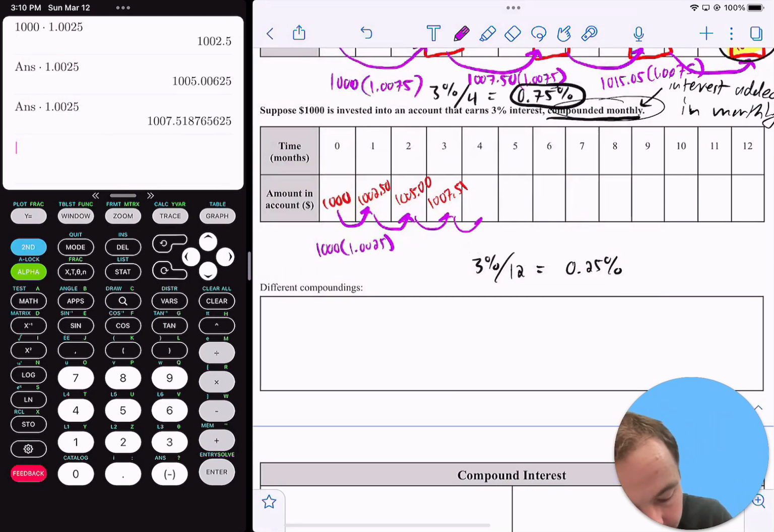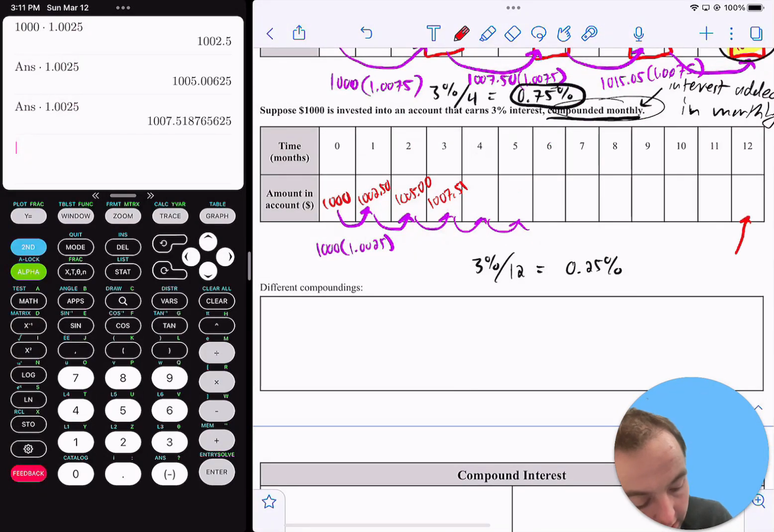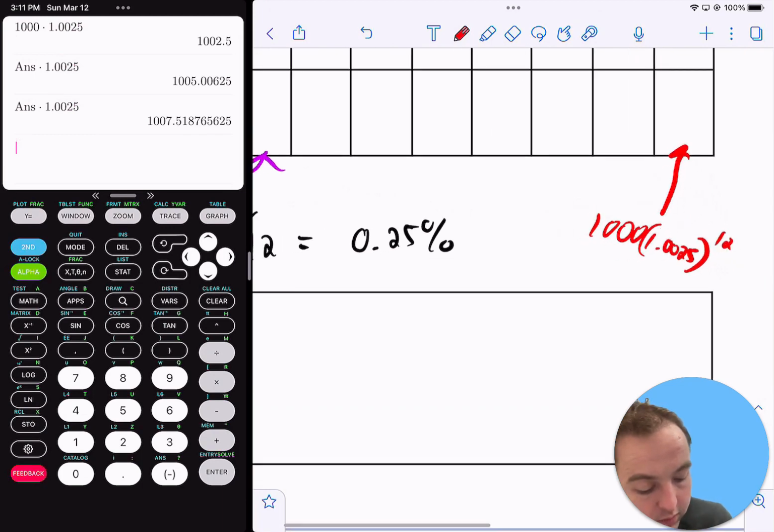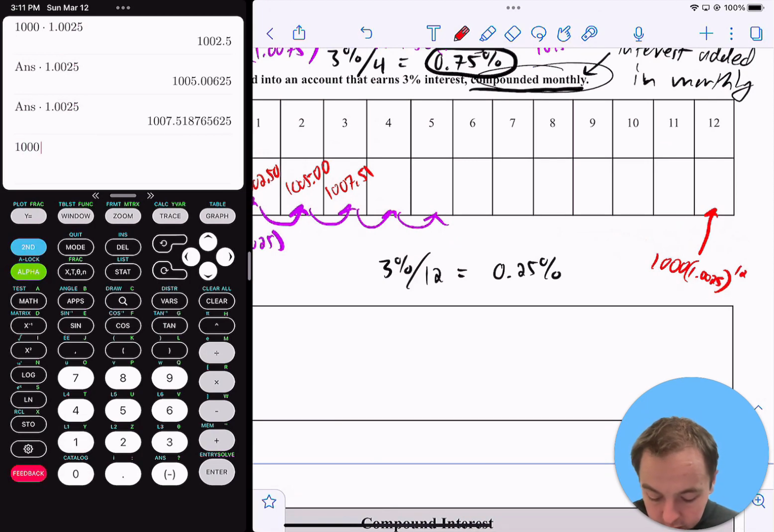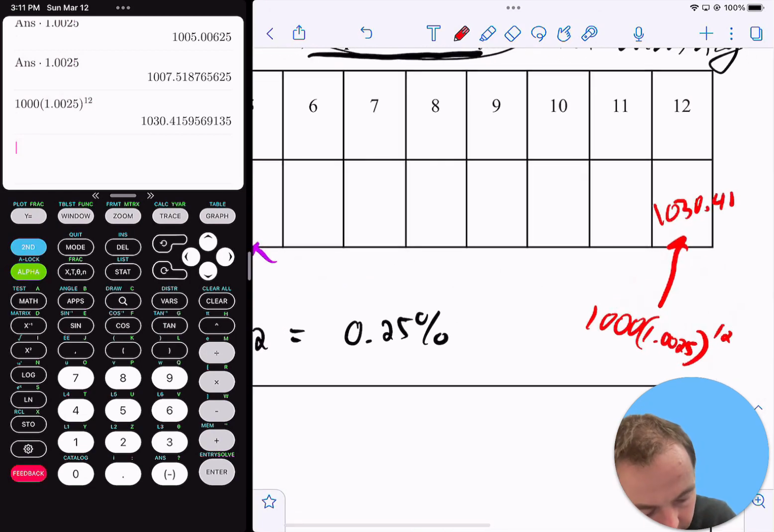So ultimately, if this continues all the way through, what's really happening once we get to this end amount is we're just taking the $1,000 and continually multiplying it by 1.0025, really 12 times, because that's the number of months within that year. If I put that in my calculator, 1,000 times 1.0025 to the 12th, we end up getting $1,030, and if we round it, about 41 cents as an ending balance.